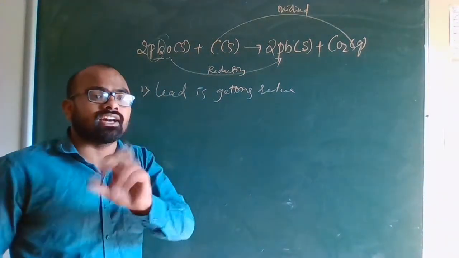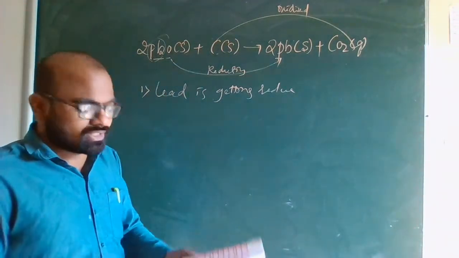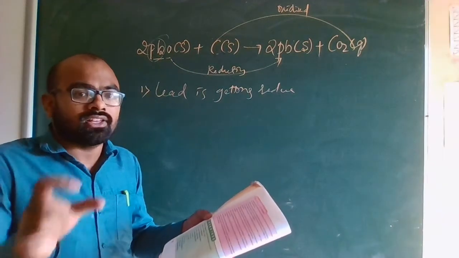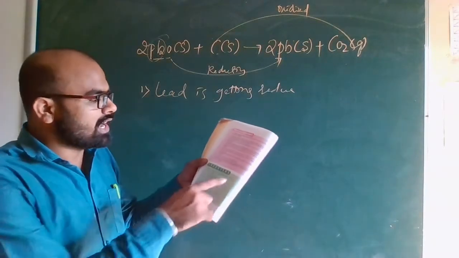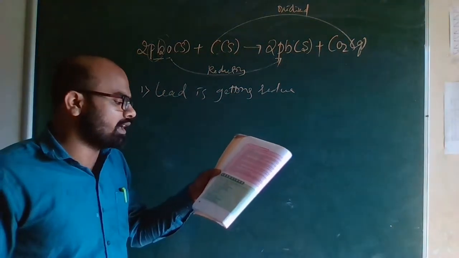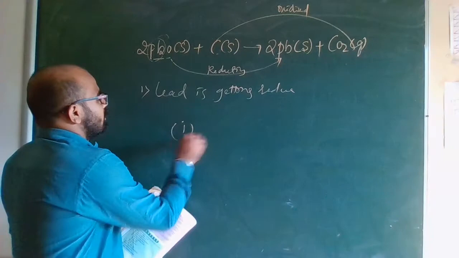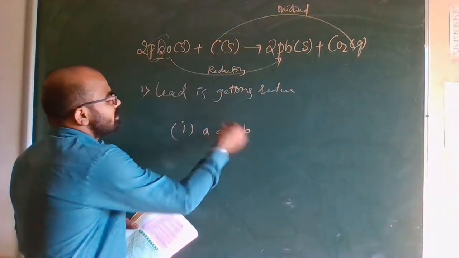They have asked incorrect. Incorrect means what? C and D are correct, which means which are incorrect? A and B are incorrect. So A and B are incorrect means option A, that is option 1. A and B is the answer.